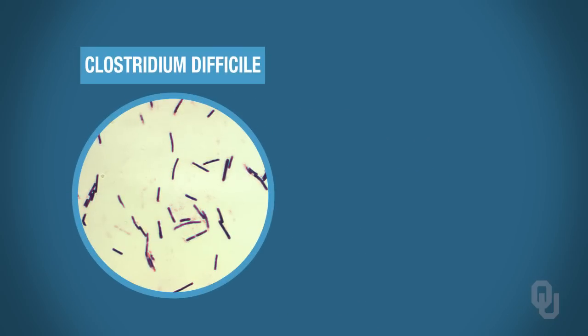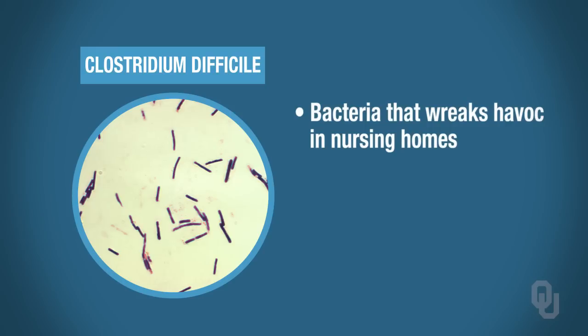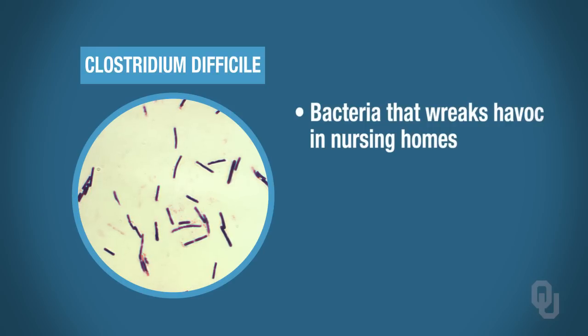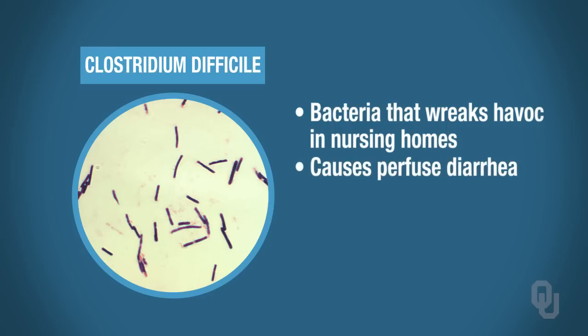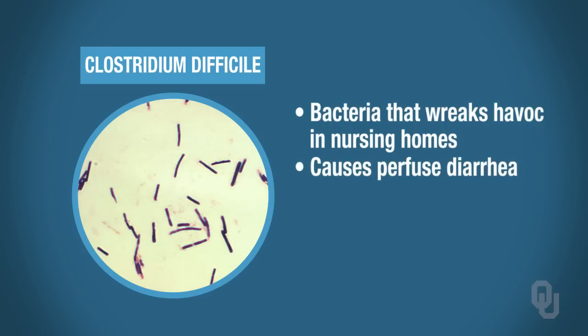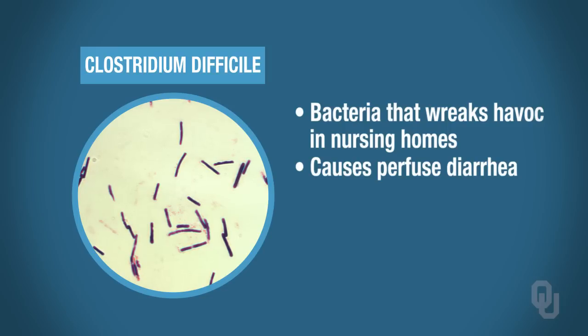Then there's Clostridium difficile. Clostridium difficile is a bacteria that literally wreaks havoc in nursing homes, and what it does to the elderly is it gives them profuse diarrhea, and the diarrhea is so watery that the elderly people tend to dehydrate very quickly, and sometimes they do succumb to a Clostridium difficile infection.